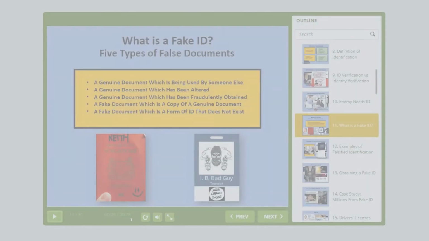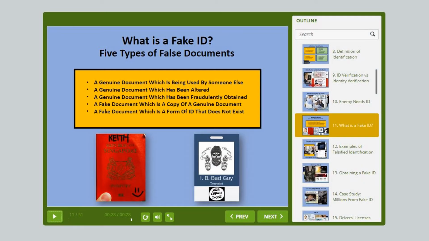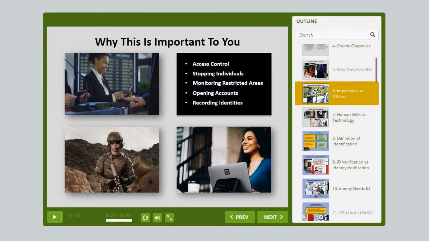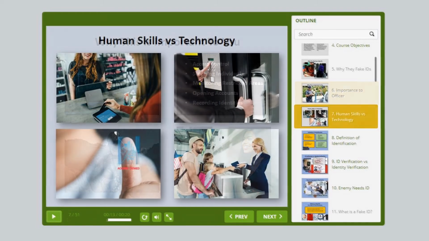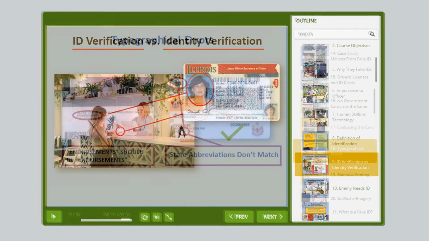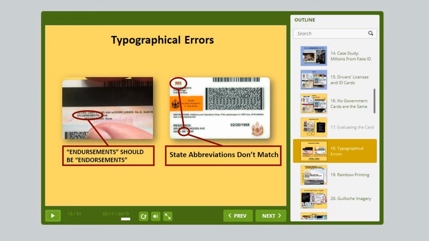In this 45-minute training, Chameleon will cover the following topics and more. What a fake ID is. Why a criminal fakes an ID. Why it's important to you. We will discuss human skills and technology. The difference between ID verification and identity verification. We will teach you the different suspicion indicators of a false identification document.